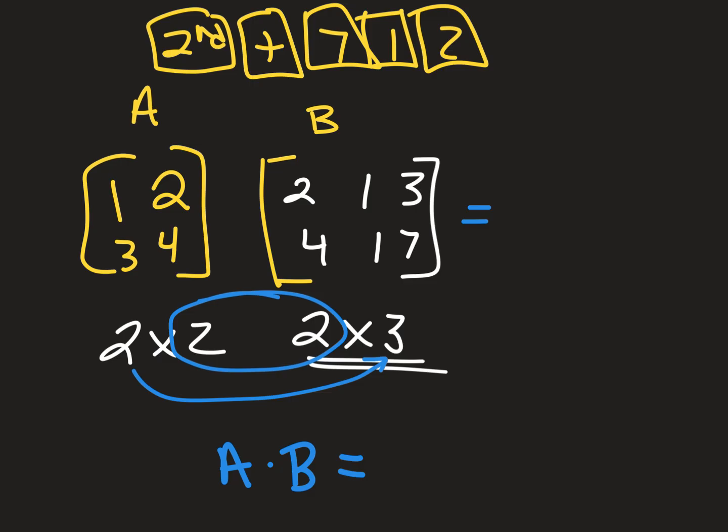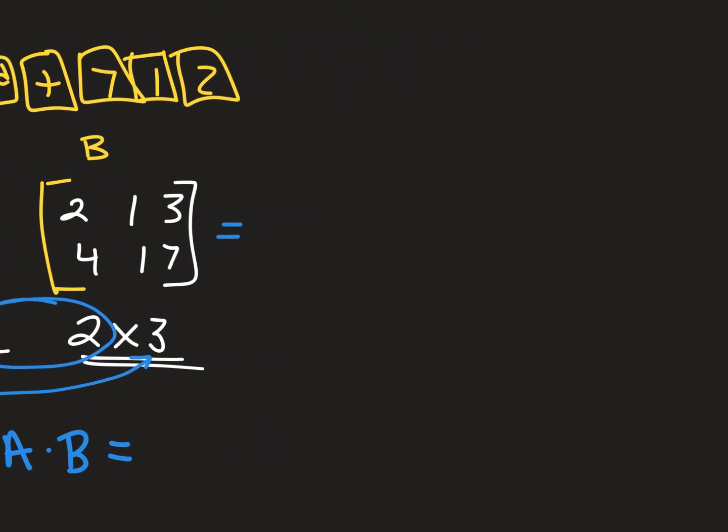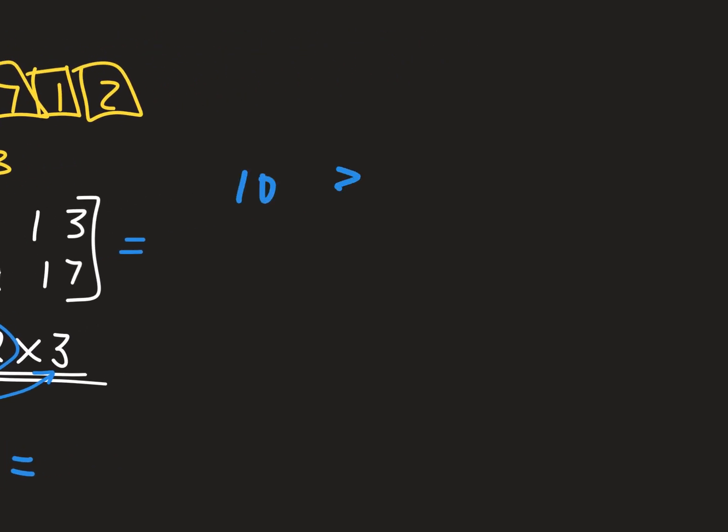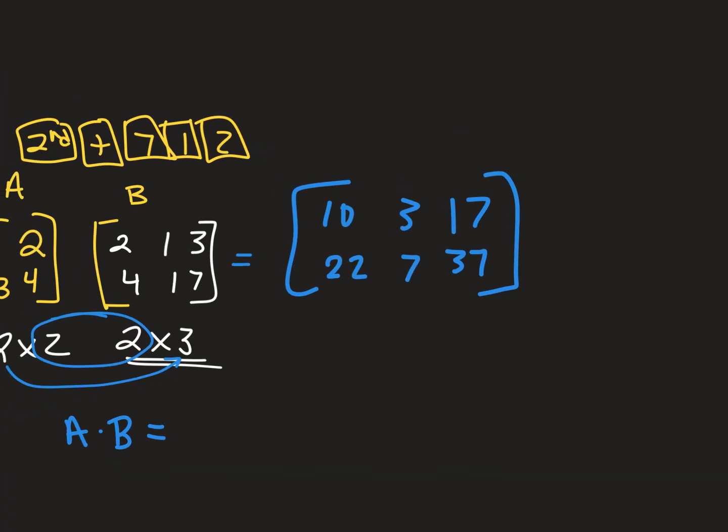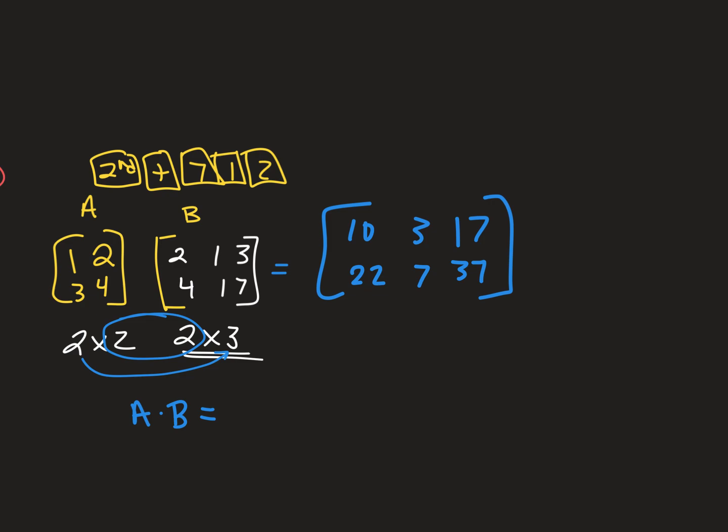Could you read it to me? 10, 3, 17. And then 22, 7, 37. Can you guys verify that this is the correct answer? Is that what you guys got? Okay, awesome. So that's how to multiply matrices with a calc, and I'm not going to review why we do it by hand.